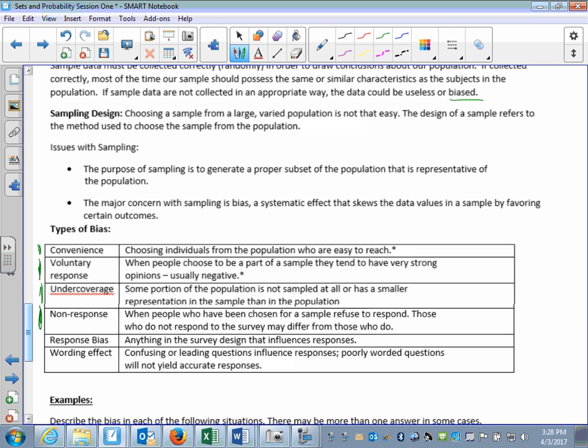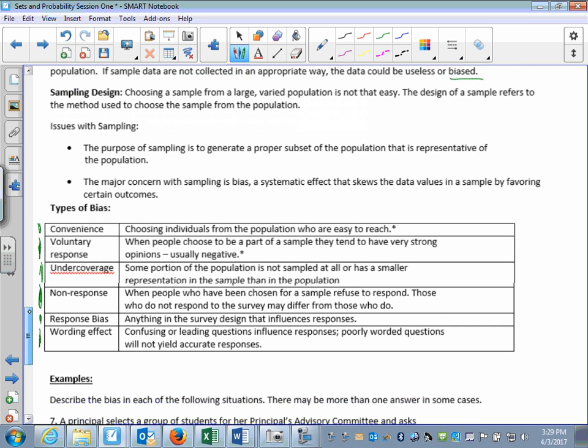Sometimes the survey itself will have questions worded in a certain way that will cause people to respond the way the reviewer wants rather than respond honestly, and that would be response bias. And sometimes people will be confused because they won't quite understand the questions, so they might be saying one thing when they actually believe the opposite, and that would be a wording effect type of bias.